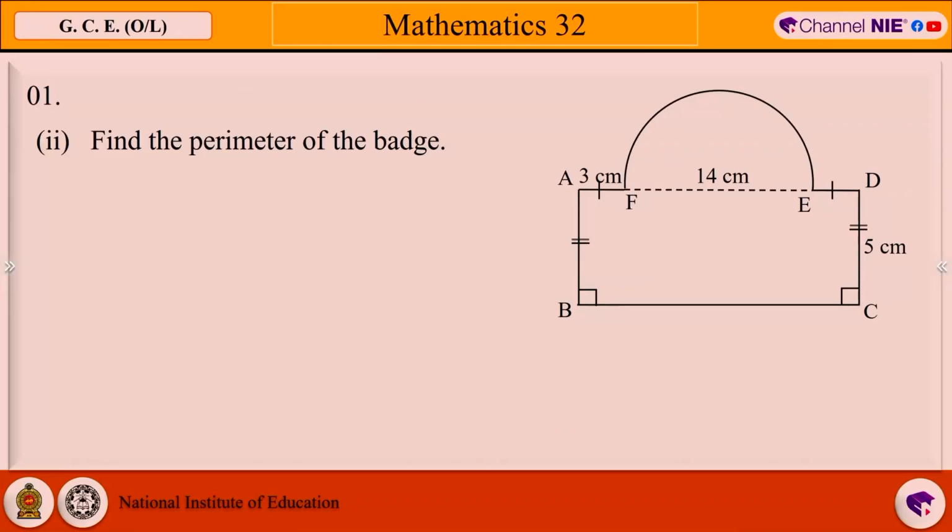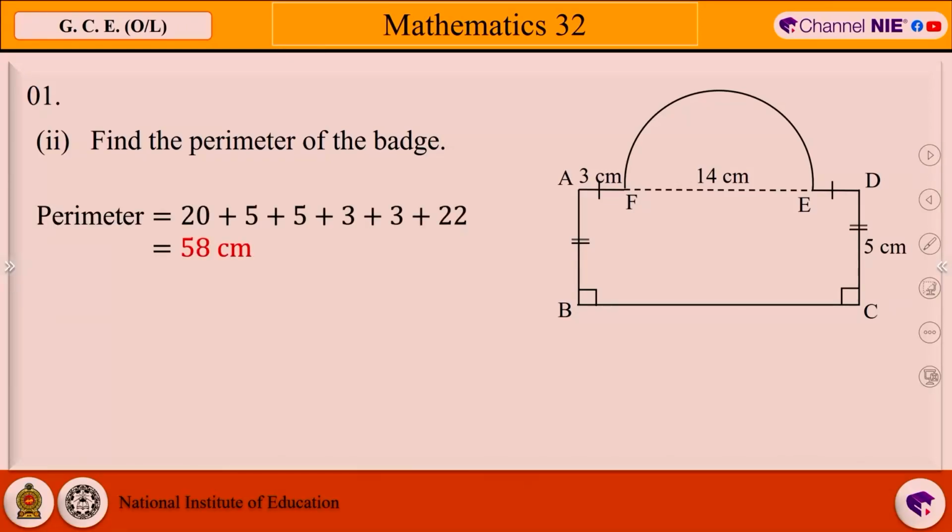And in second part we have to find the perimeter of the badge. In finding the perimeter of the badge, we have to find the perimeter of the given closed plane figure. Okay. Right. In finding the perimeter, you have to add all the lengths and also you have a arc length, isn't it? So, you have to add all of them to find the perimeter of this badge. Finally, you get 58 centimeters as the perimeter of the badge. Then quickly I am going to discuss the third question by giving you 1 mark for this part.